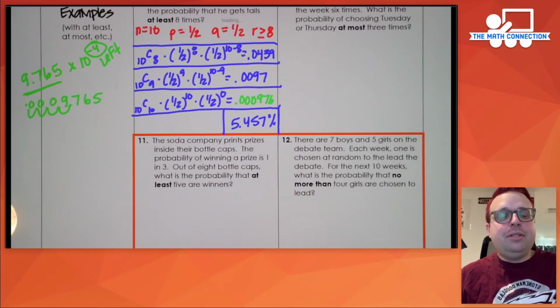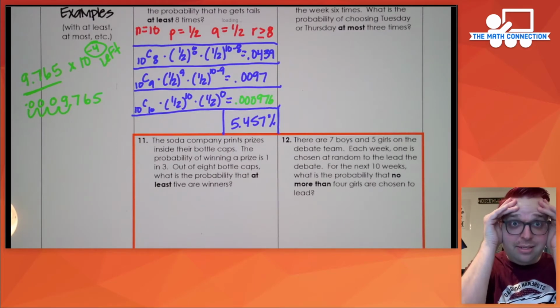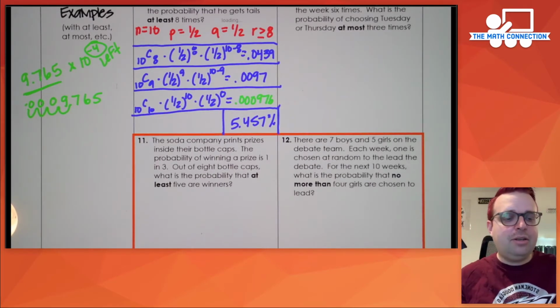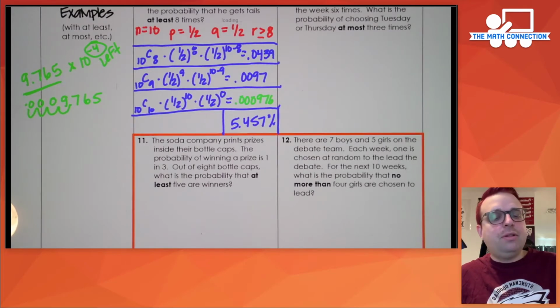Carol randomly chooses a day of the week 6 times. What's the probability of choosing Tuesday or Thursday at the most 3 times? Okay, this is dizzying. There are so many things to consider here. The first thing is I need to change the color of my pen because that's super important. Did I use red yet? How about orange? We're going to do orange for this one.